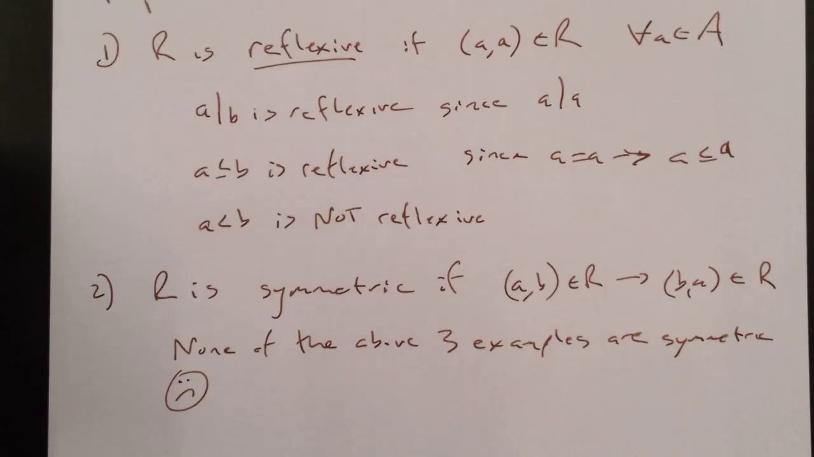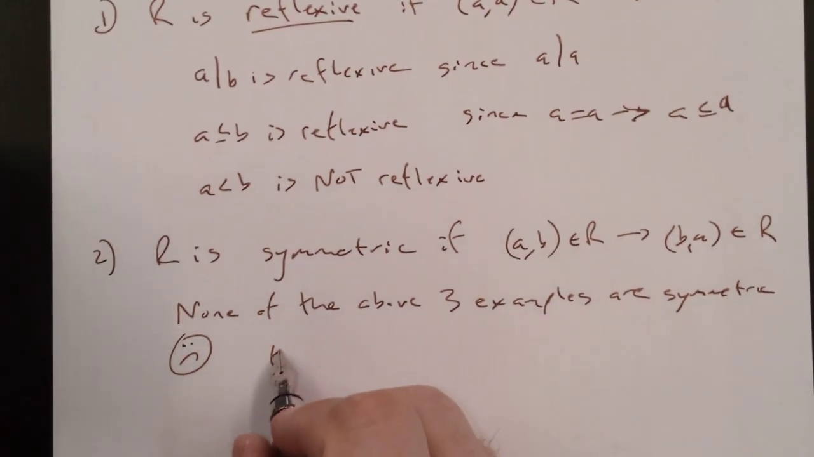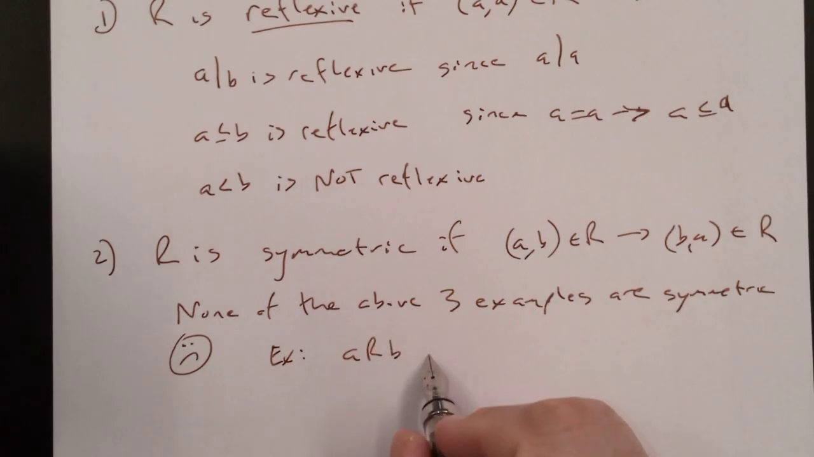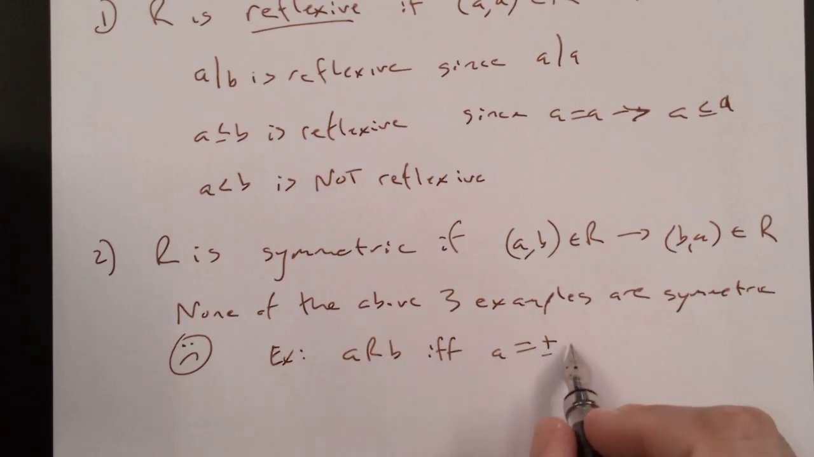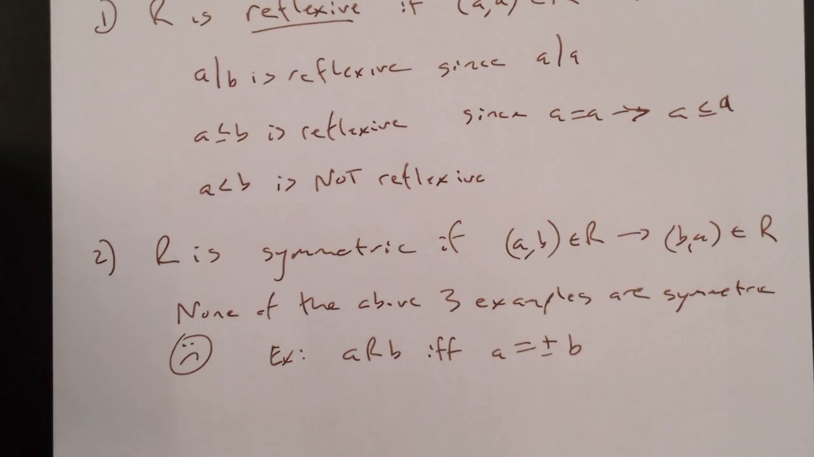So what could be an example of a symmetric relation? Here's one. If I know that A is equal to plus or minus B, how do I know if I switch the two order and get B equals plus or minus A?